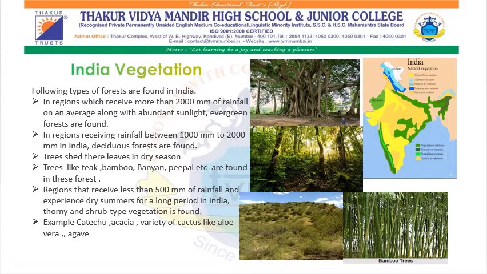And the regions which receive rainfall less than 500 millimeters experience dry summers for a long period of time, and you have thorny and shrub type of vegetation. Examples of such plants are catechu, acacia, and a variety of cactus like aloe vera and agave.